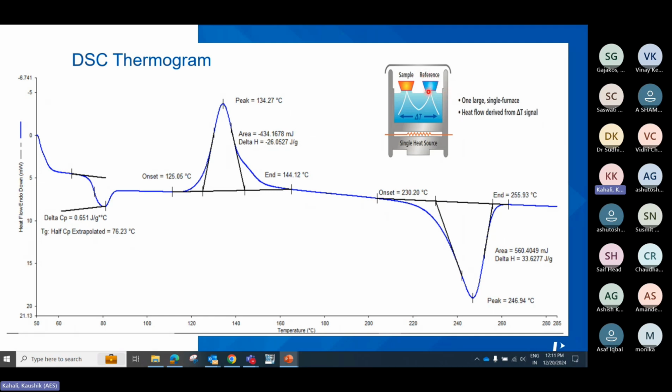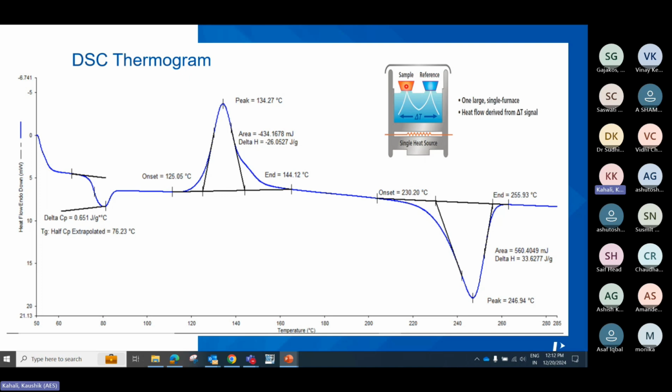And this is the working principle of the system. This is basically called a heat flux system, where there is a common furnace. This is the furnace part where there are two positions. One is a sample position, one is a reference position. Right is always the reference. R stands for reference as well as right, where we keep the blank pan.